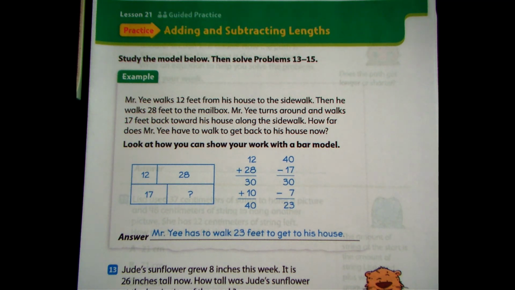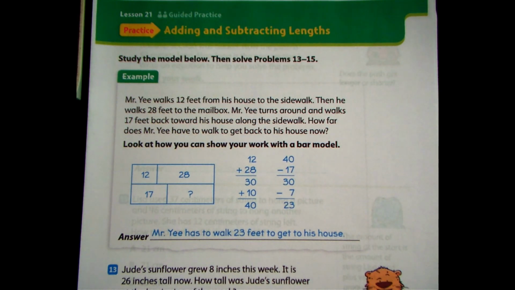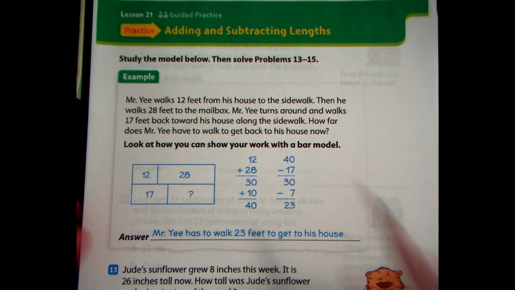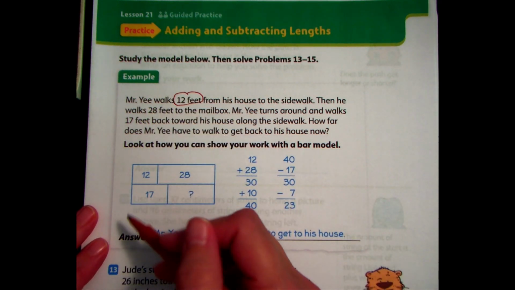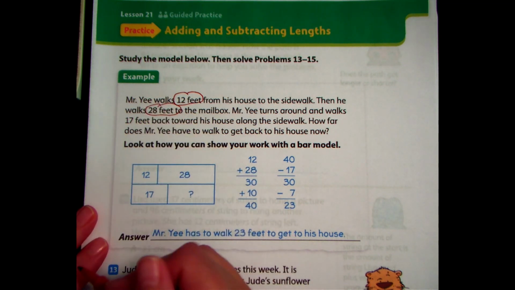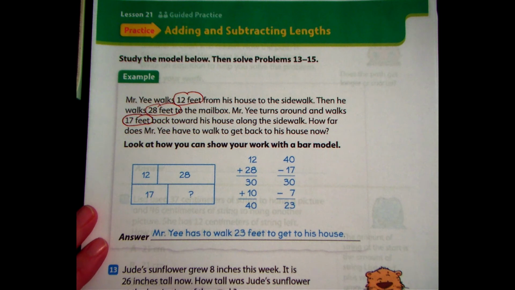Well, as we remember in word problems, we need to do our CUBES. We need to circle our information, circle our numbers. So we have he walks 12 feet from his house. Then he walks 28 feet to the mailbox. Then he turns around and walks 17 feet back to his house along the sidewalk. Then he wants to know how far he has to walk to get back to his house now.